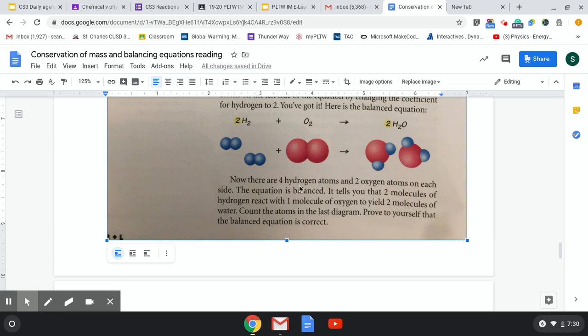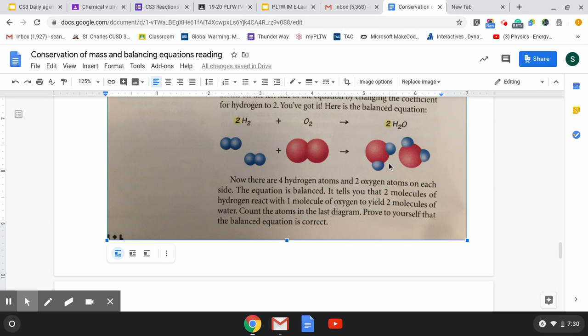So now there are 4 hydrogen atoms, 1, 2, 3, 4, because we put a coefficient of 2 there, and 2 oxygen atoms on each side of the equation. The equation is balanced. 4 hydrogens, 4 hydrogens, 2 oxygens, 2 oxygens. And this is our division here between our reactants and our products. It tells you that 2 molecules of hydrogen, right there, react with 1 molecule of oxygen, right there, to yield or give you 2 molecules of water.